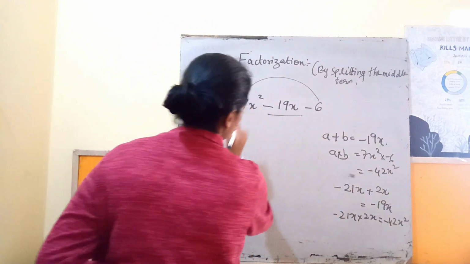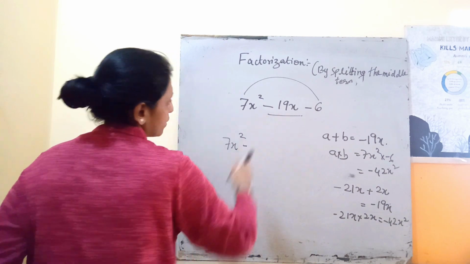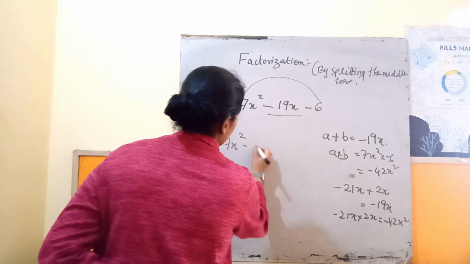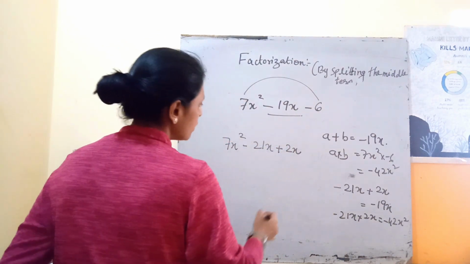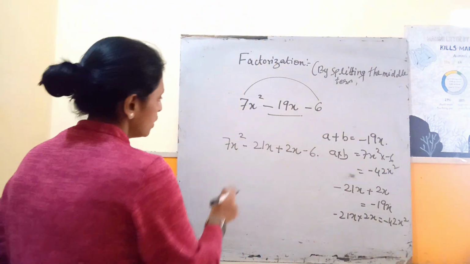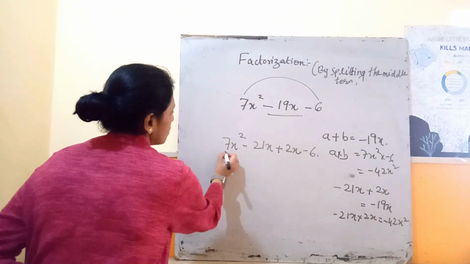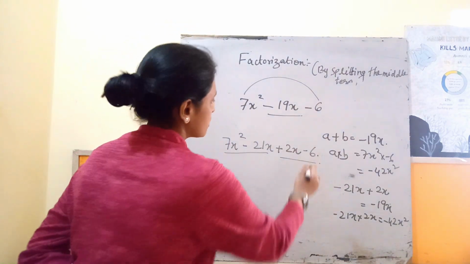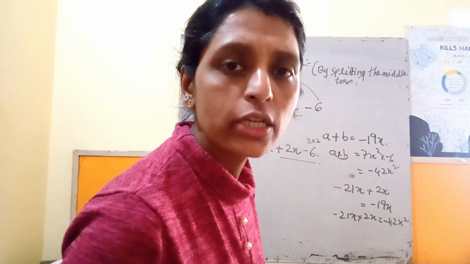So the second step is now 7x squared minus, in place of 19x, we have to put minus 21x plus 2x, and minus 6. Now we have four terms, so we can get two pairs. Here we will be pairing up these. 6 can be split into 3 into 2, 6 can be written as 3 into 2.